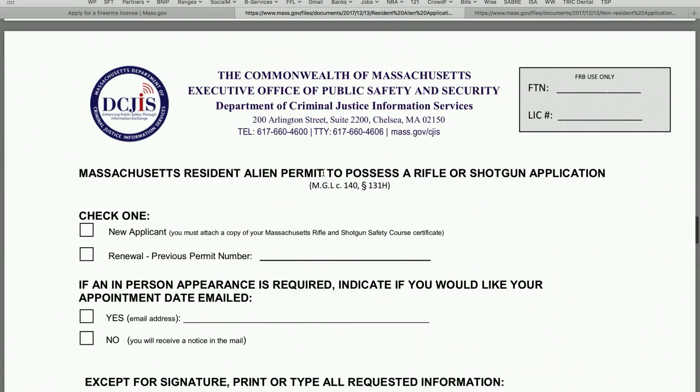You'll look here at the alien permit to possess a rifle or shotgun. I still hate the fact that they call people aliens. People are not aliens. That grinds my gears. But that's the U.S. government for you.